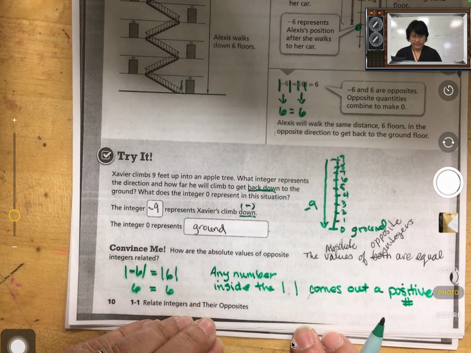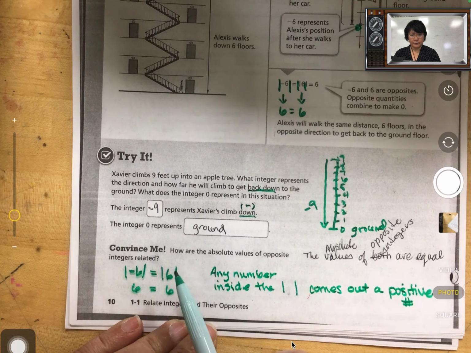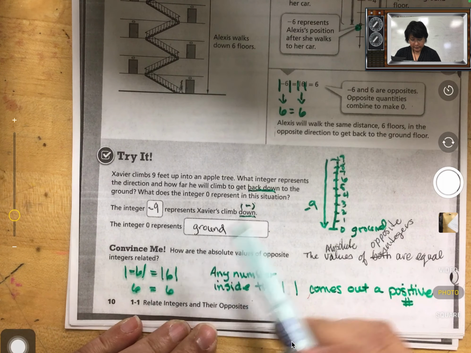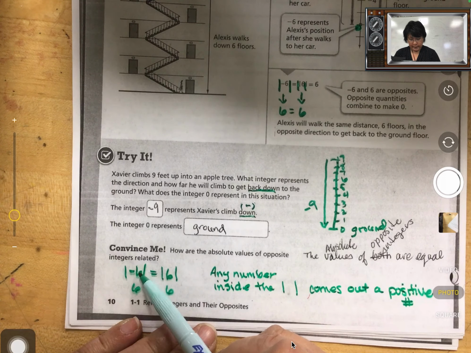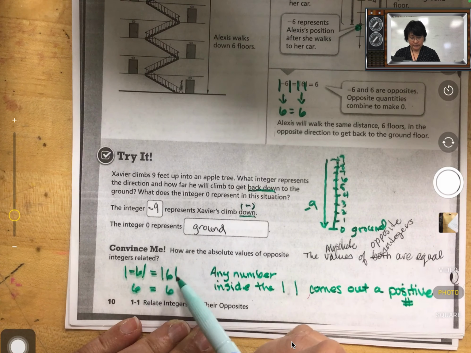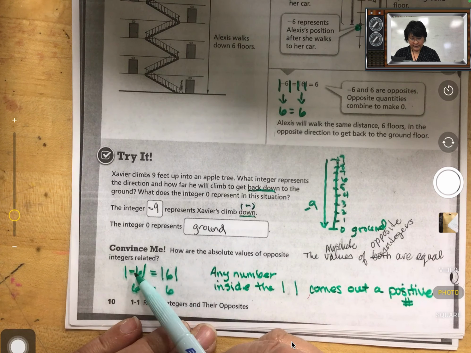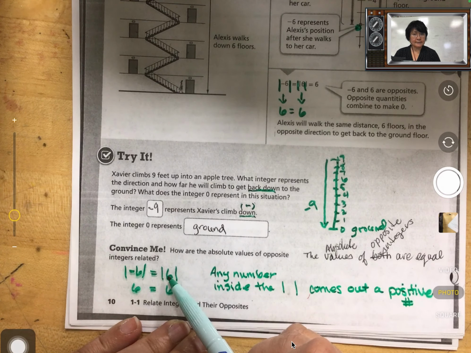Now let's take a look at the Convince Me as part of the Try It. How are the absolute values of opposite integers related? Let's take -6 and put it in the absolute value brackets. So -6 comes out as 6. The opposite of -6 is +6, and you put that in the absolute value and it comes out +6.